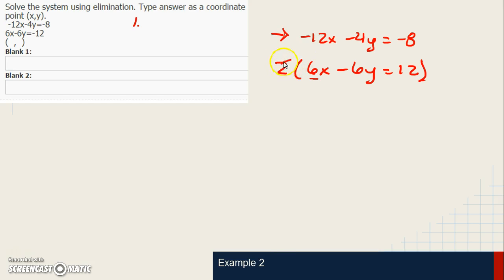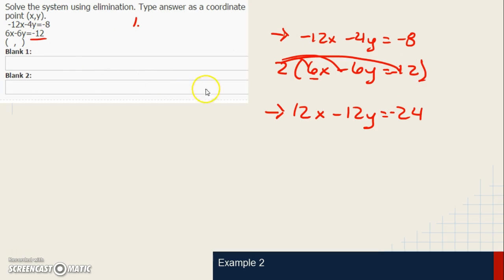So go ahead and scalar multiply this entire equation. We're going to multiply 2 to every single term. And now I want you to write this resulting equation or type it into your notes. So 2 times 6 is 12x. 2 times negative 6 is negative 12y. And then 2 times negative 12 is negative 24, so make sure this was a negative 12. I didn't write it correctly when I rewrote it. So negative 24, right? And now I'm just going to add the two together. So here we have our top equation. I'm just going to write it right here so it's closer. Negative 12x minus 4y equals negative 8.